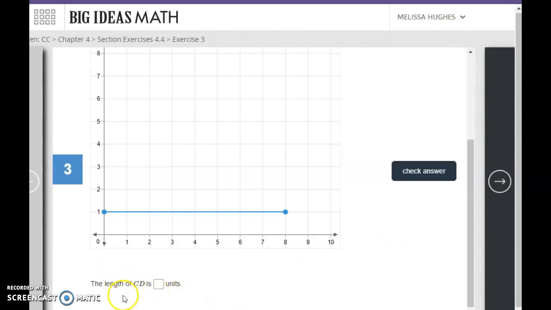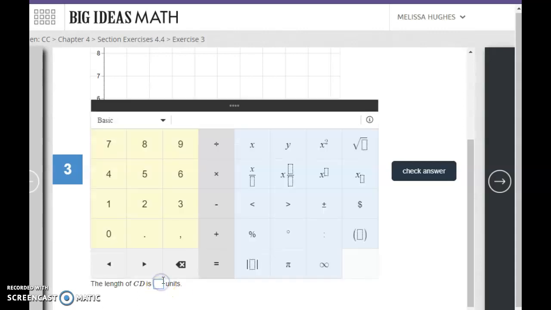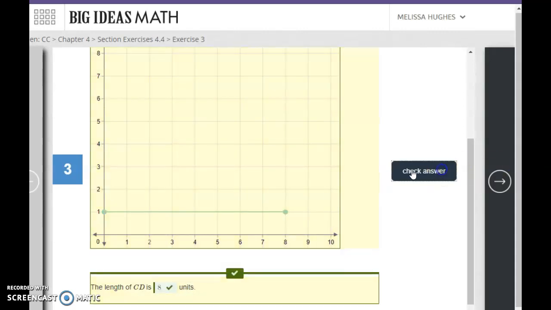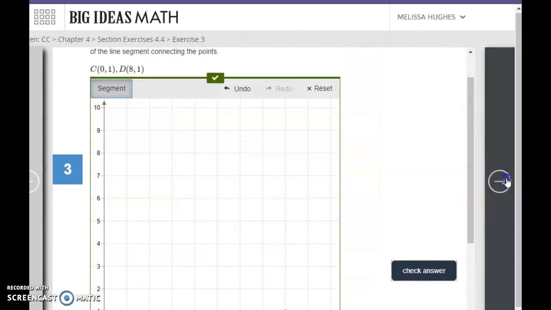Then for the second part, I have to find the length of CD, which means I count the space between those 2 points. So that would be 1, 2, 3, 4, 5, 6, 7, 8. My distance between those would be 8. I check my answer, and I've got both parts correct.